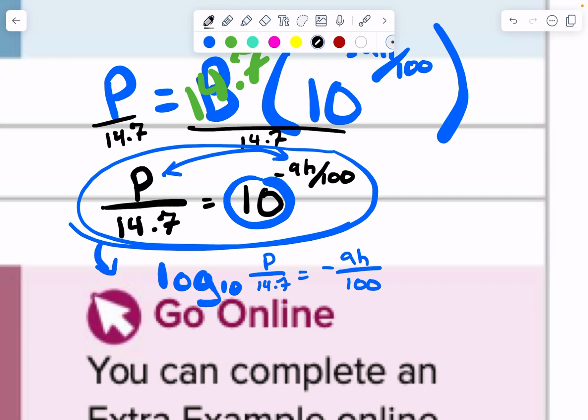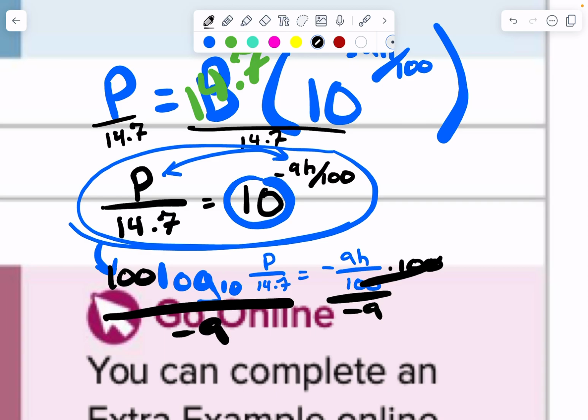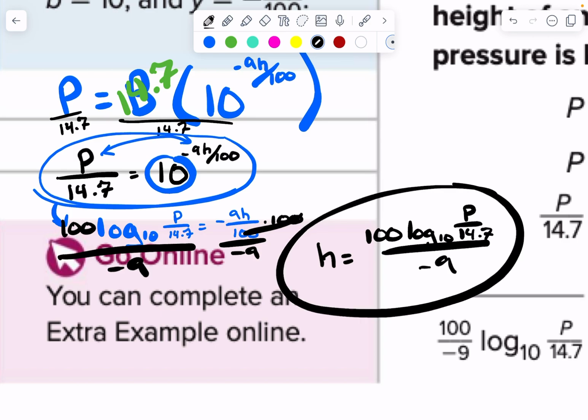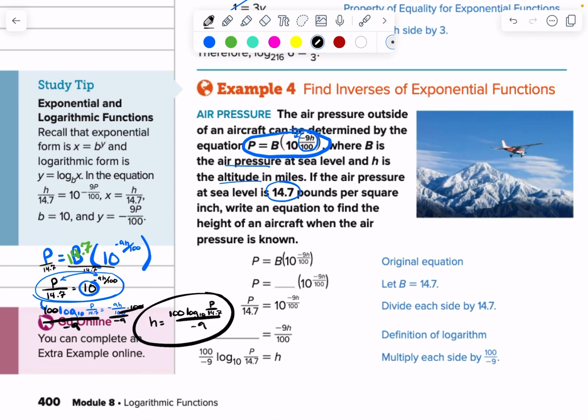Then what I'm going to do is solve for h here. So I'm going to multiply by 100 to get him to go away. So I have 100 log base 10 over here. And then I am going to divide by negative 9. So divide that whole thing by negative 9. So here's what h is going to look like. H equals 100 log base 10 of P over 14.7, divided by negative 9. And that is what he will look like. Okay? So, yeah, there we go.